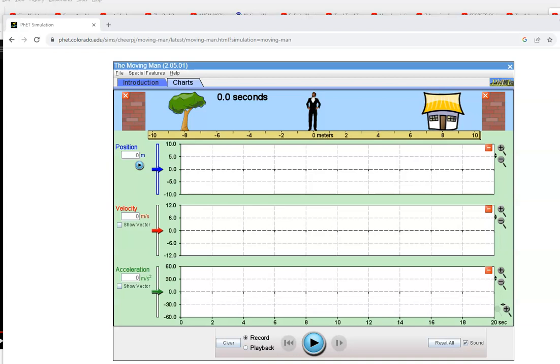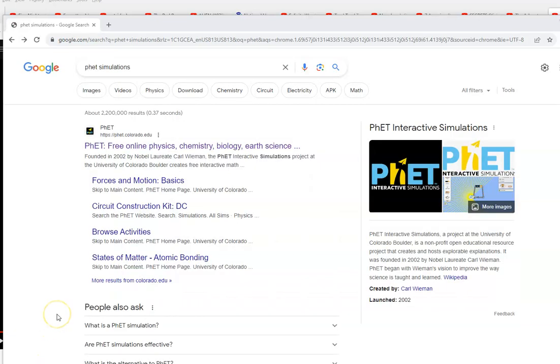This is a quick introduction to the moving man. The moving man is a physics simulator from PhET.colorado.edu.